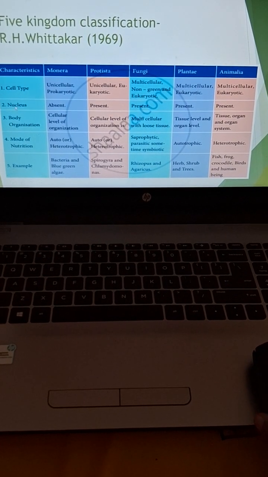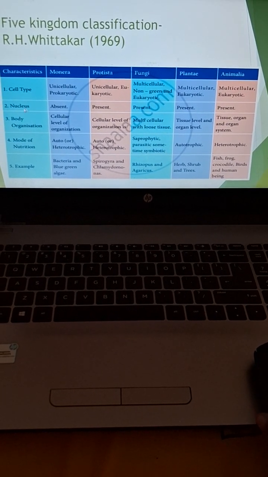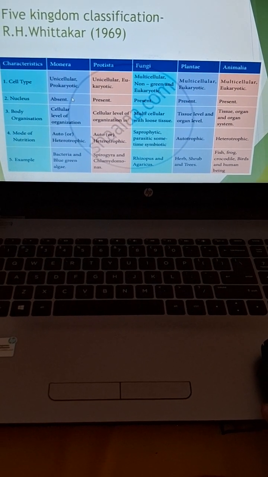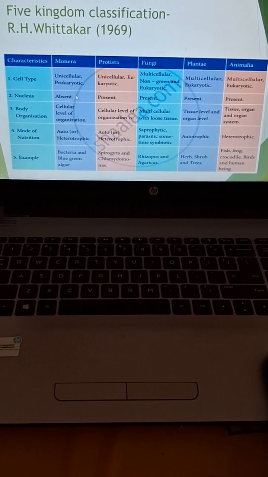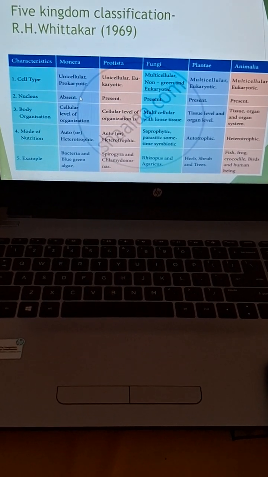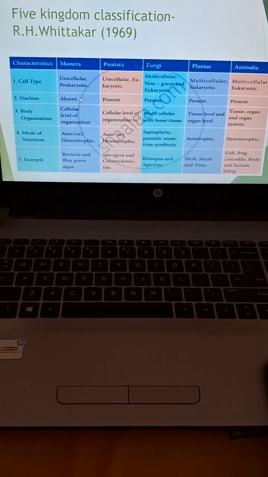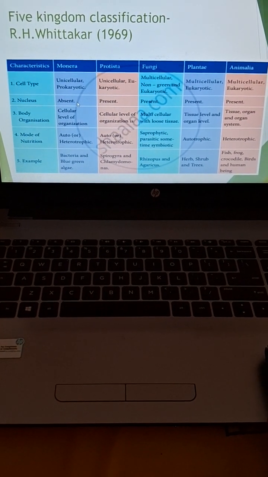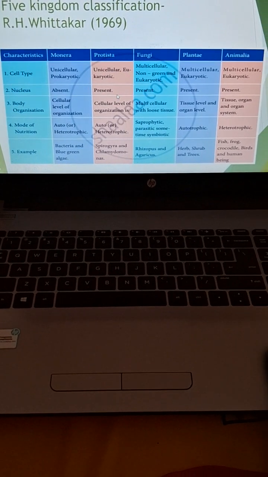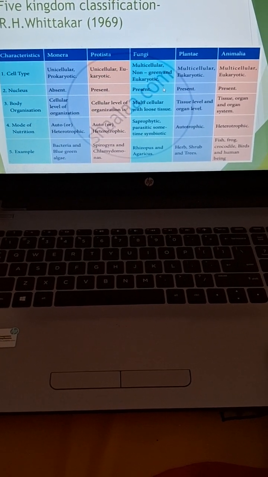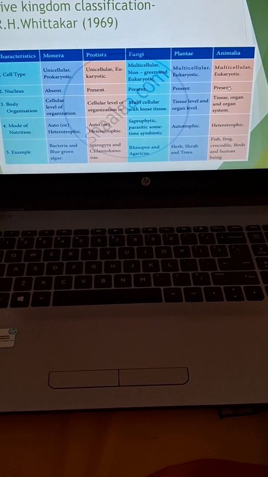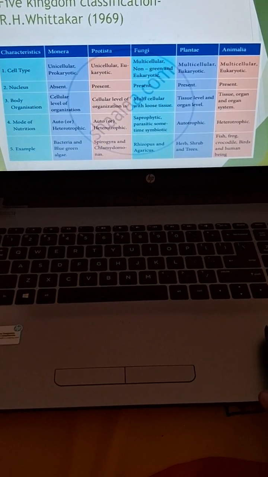So next characteristic is nucleus. So in the Monera, we have to say that nucleus is absent. Nucleus is absent in the sense the nucleus does not have a nuclear membrane. So that is the reason the monerans do not have a nucleus. In Protista, nucleus is present. Fungi, nucleus is present. Plantae, nucleus is present. And in Animalia, nucleus is present.